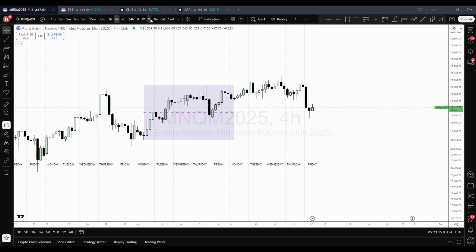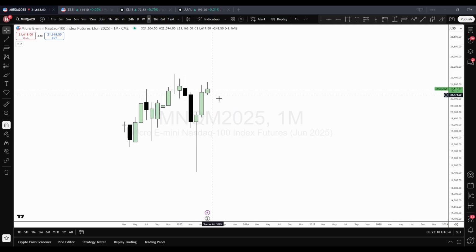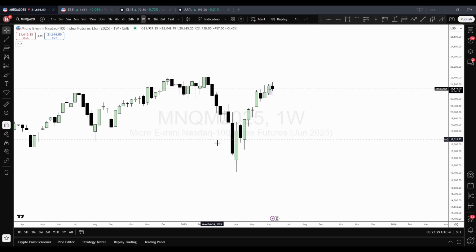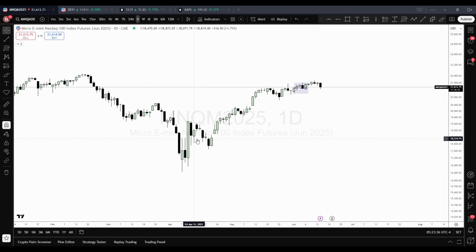Obviously, on a monthly level, we're bullish, right? On a weekly level, we've been very bullish. Yes, there's going to be down candles here to delineate bearish weeks, but overall, this movement is very bullish. And then obviously on a daily, we have a bullish trend here as well.